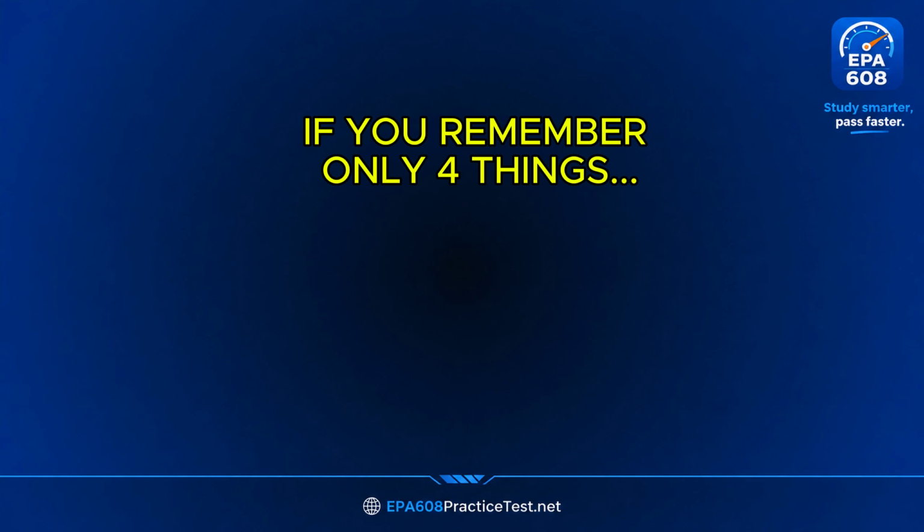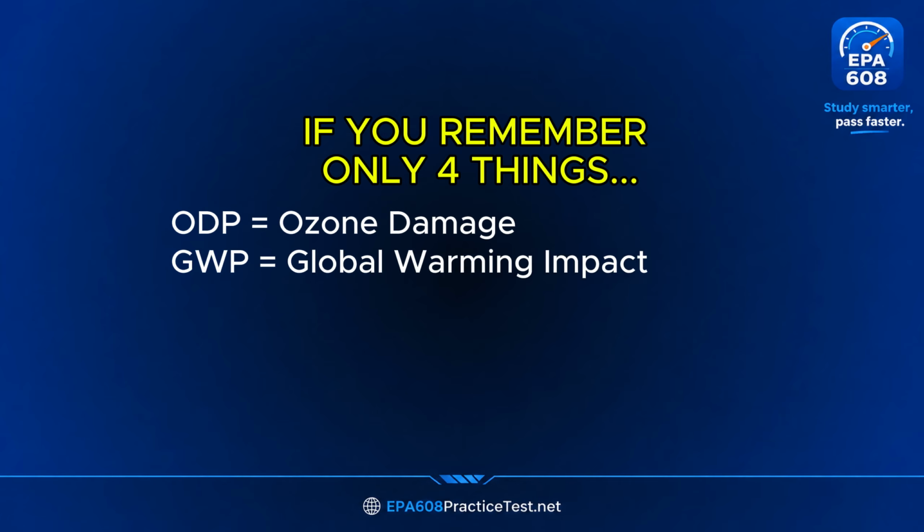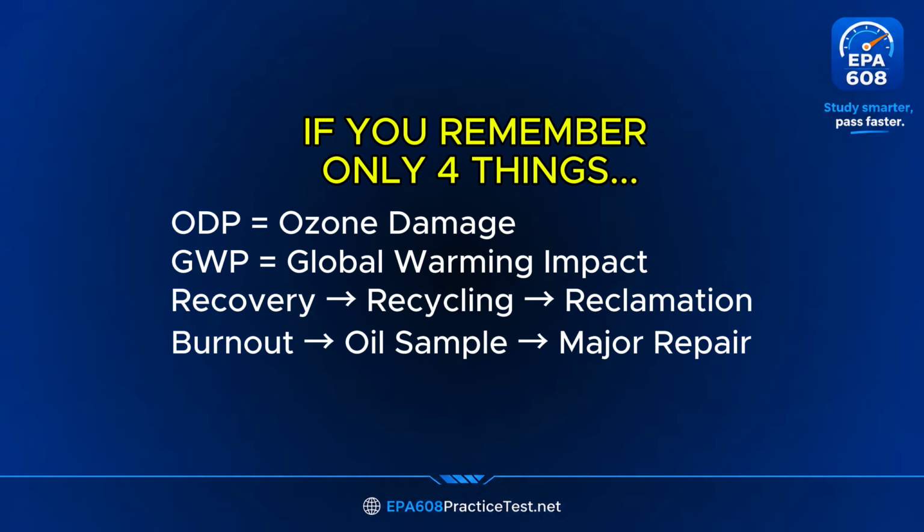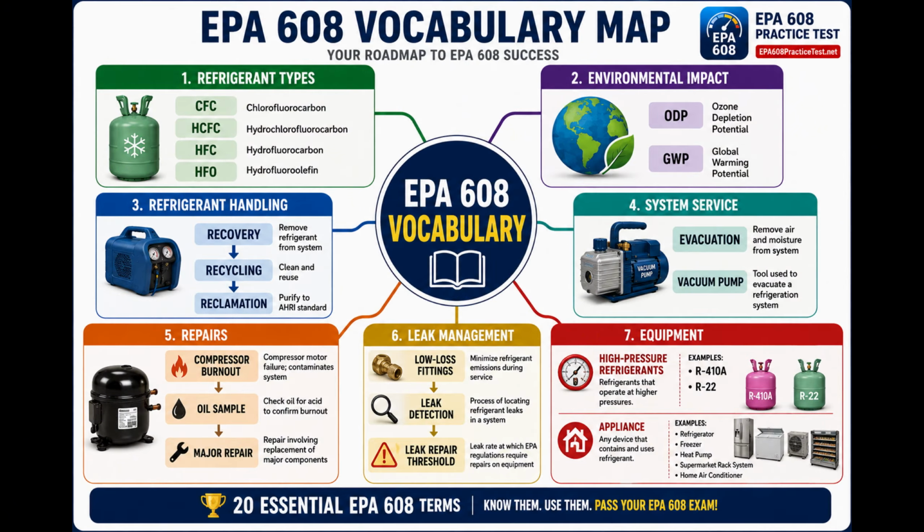If you remember only 3 things from this video, remember: ODP equals ozone damage, GWP equals global warming impact, recovery, recycling, reclamation, and if you see compressor burnout, think oil sample and major repair. These concepts appear again and again on the EPA 608 exam. You don't need to memorize every detail today, just become familiar with the terminology. Once you understand the language, the exam becomes much easier.